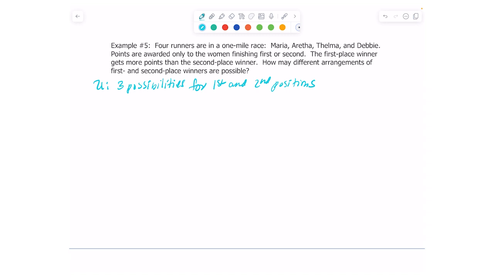Okay, for example, let's say, and this is just one scenario, it could be Maria came in first and then Aretha came in second. Or Maria came in first and Thelma came in second. Or maybe Aretha came in first and Maria came in second. So these are not the only options, they're some of the possibilities.